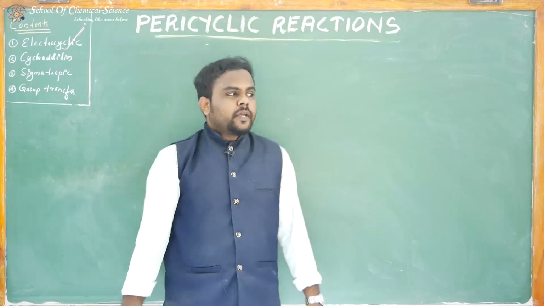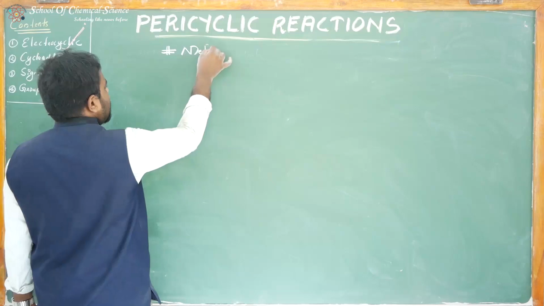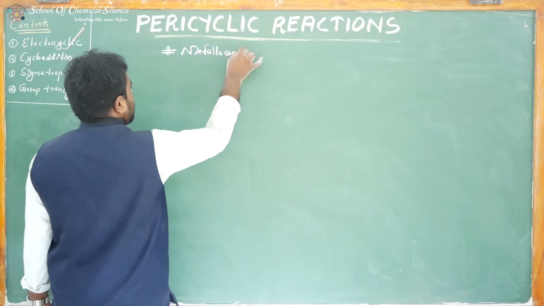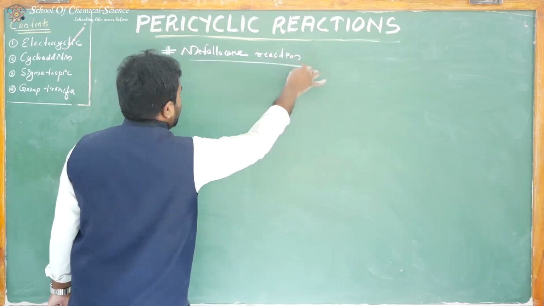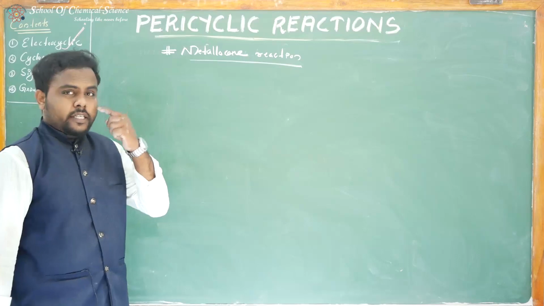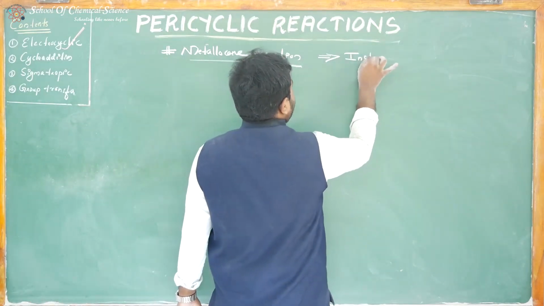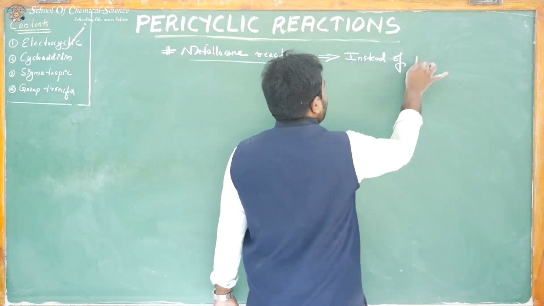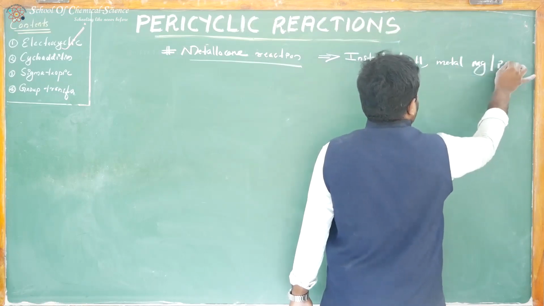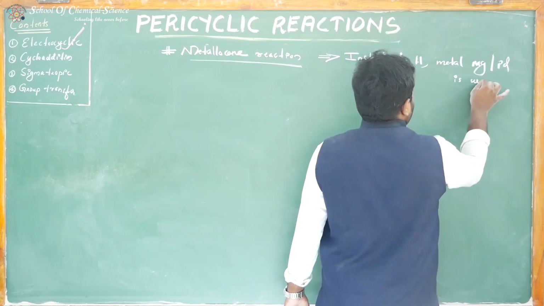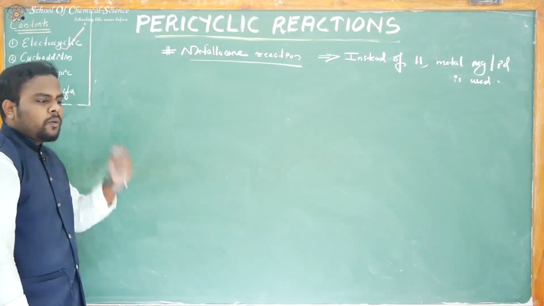So the last topic, metallocene reaction. Metallocene reaction is similar to the ene reaction. Instead of hydrogen, a metal, magnesium or palladium, is used.